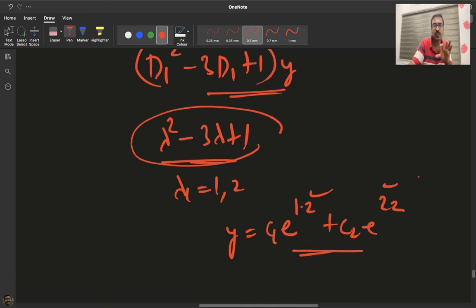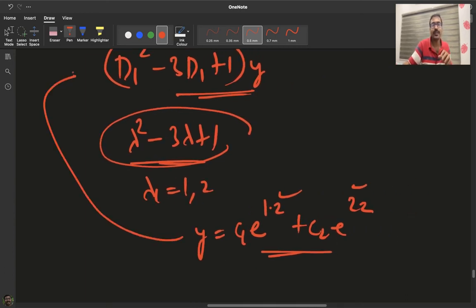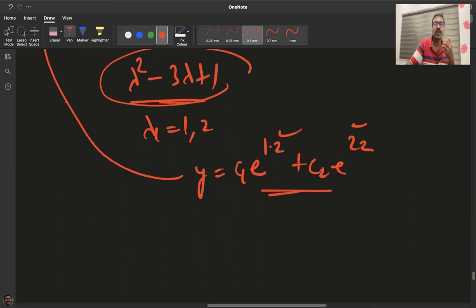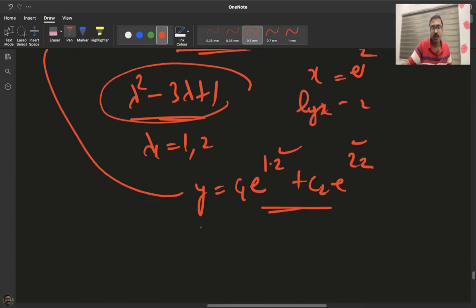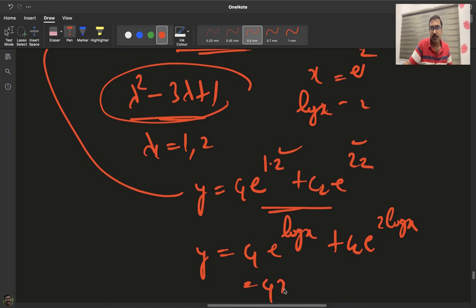This is actually the solution of the transformed equation. You need to find the solution of the real equation. So you give back the value of z. Your x was taken as e raised to z, so log x would be z. The final solution would be y is equal to c1 e raised to log x plus c2 e raised to 2 log x. Since e raised to log x is x, we can simplify this as c1 x plus c2 x square, because e raised to 2 log x is e raised to log x square, so e raised to log cancels out. This will be the solution.